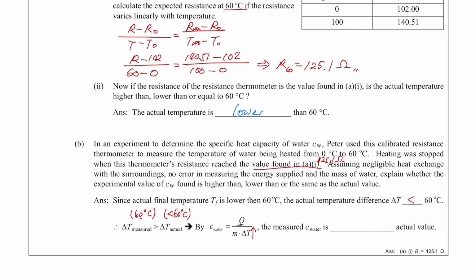Assuming Q is measured correctly, m is measured correctly as the question stated, this will lead us to the measured specific heat capacity of water to be decreased, to be lower. So therefore, the measured specific heat capacity of water is lower than the actual value.